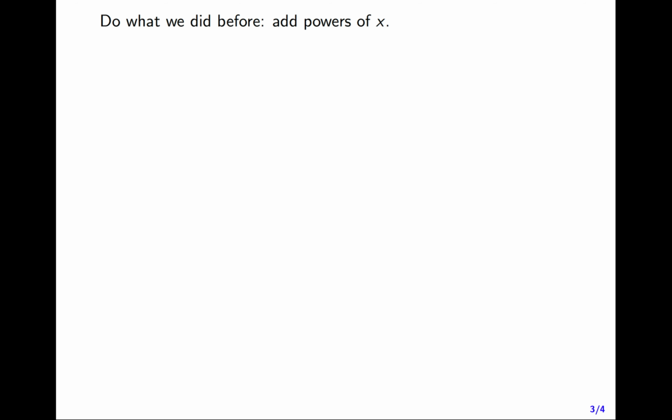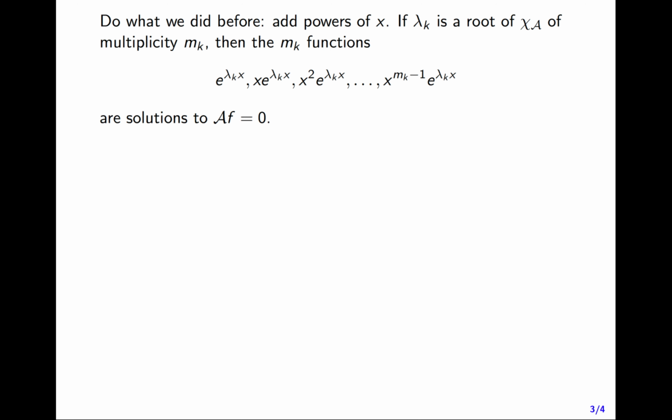So we just do what we did before. We add powers of x. Let's say that lambda k is a root of chi-A, and it has multiplicity m k. Then I'm going to construct m k functions below. My first function will be e to the lambda k x. My second function will be x e to the lambda k x. My third function will be x squared e to the lambda k x. And then my m kth function will be x to the power m k minus 1 e to the lambda k x.